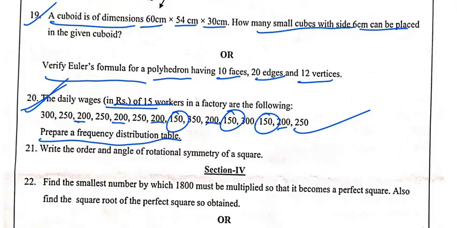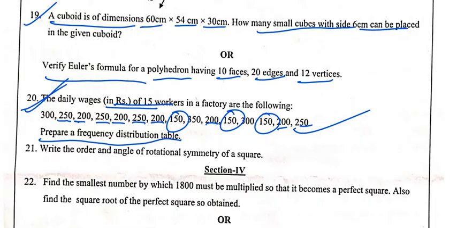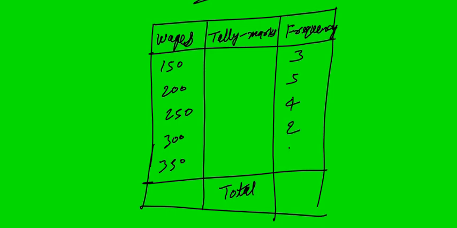Now we will check 250. So 250 comes, this is 1, 2, 3 and 4. So 250 came 4 times. So we can write 4. Now we will check 300. So 300 came 1, this is 1 and this one is 2. So 2 times, and 350 came 1 time.